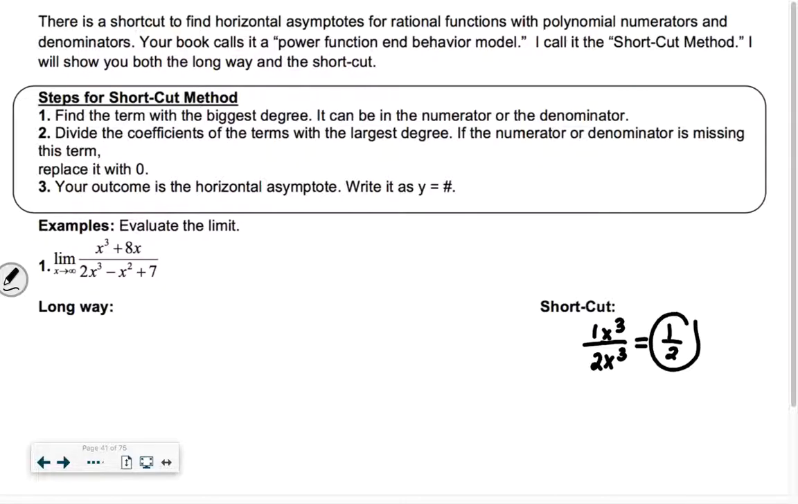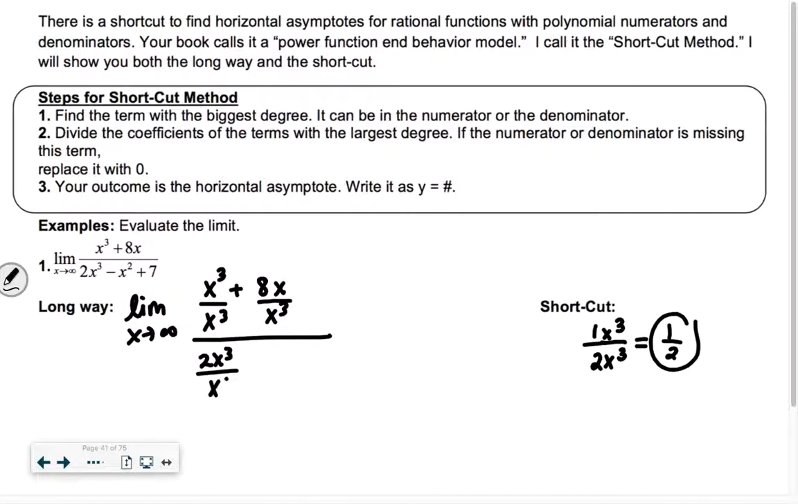I've showed you this shortcut for a very long time. You've known this since like algebra 2. But in algebra 2, you never learn why this works. Okay, so here's what's happening behind this. It's basically a limit problem where our largest degree was x cubed. So we're going to take every single term and divide out by x cubed, dividing our numerator and our denominator by x cubed.